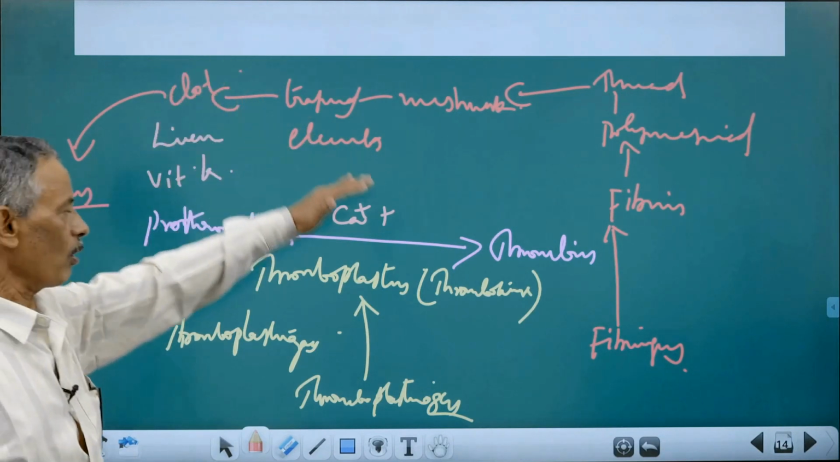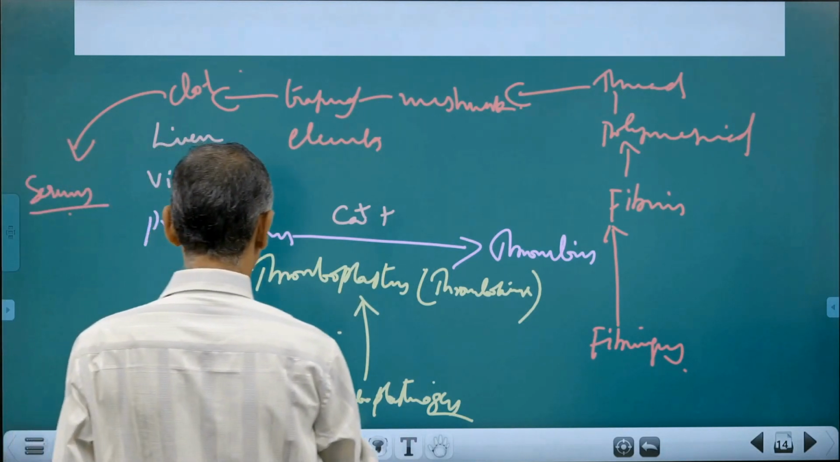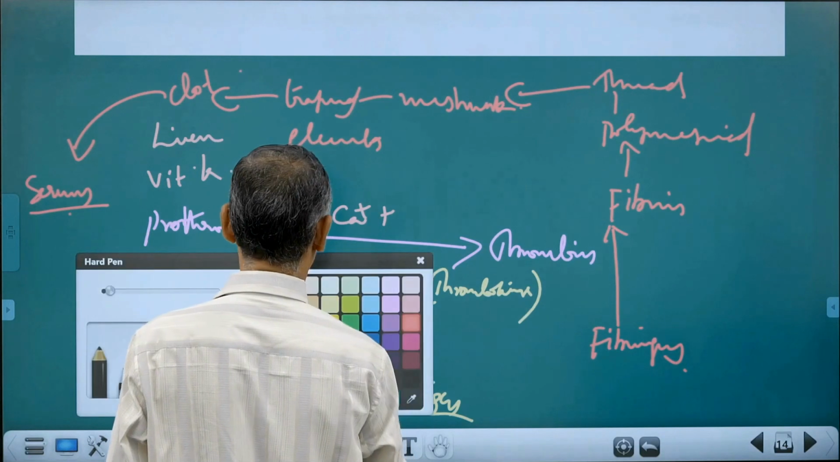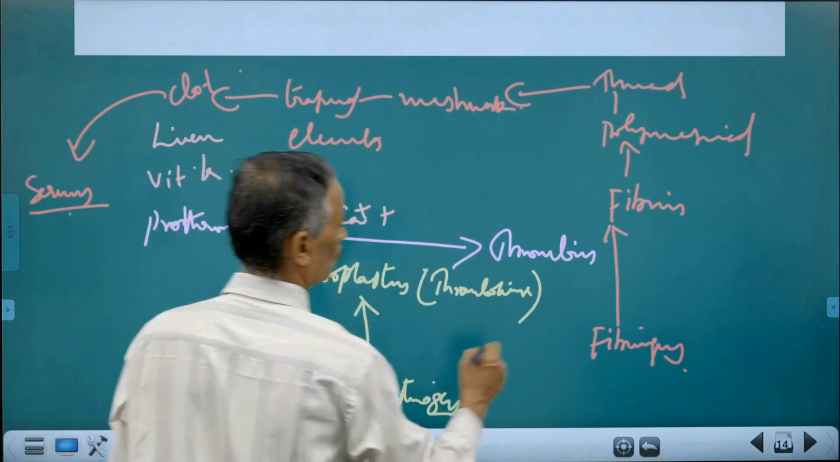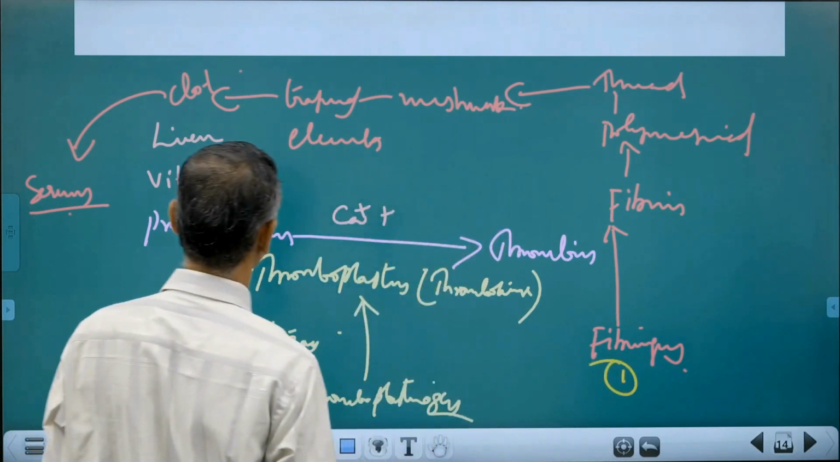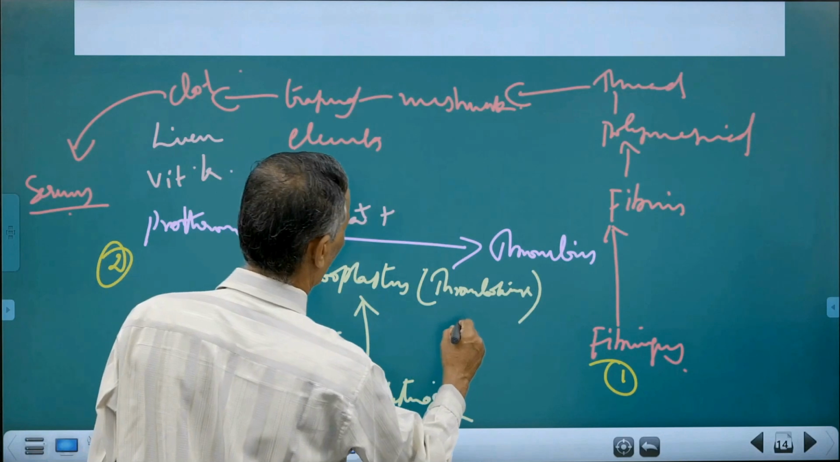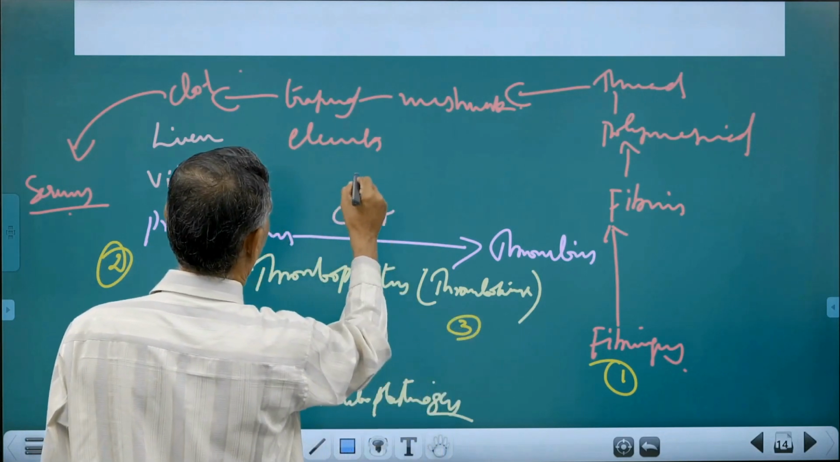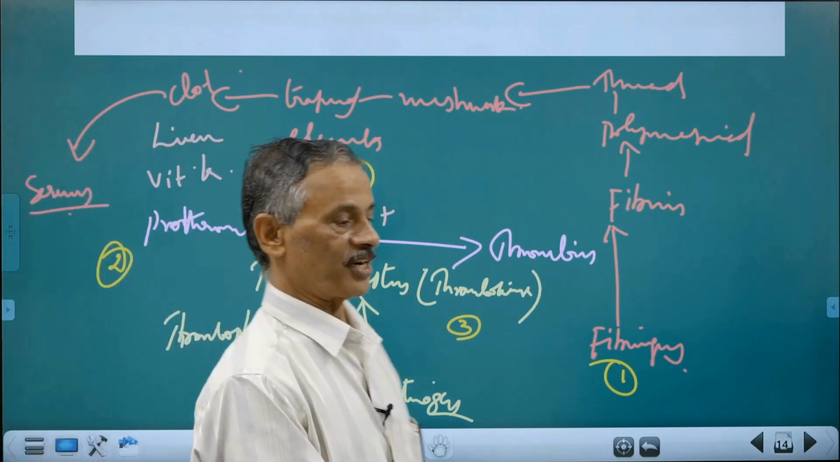Okay, this is the overall reaction in a nutshell. And as I told you, 13 factors are involved. These factors are fibrinogen 1, prothrombin 2, thromboplastin 3, calcium 4. Without these factors, blood will not clot. You will be studying that.